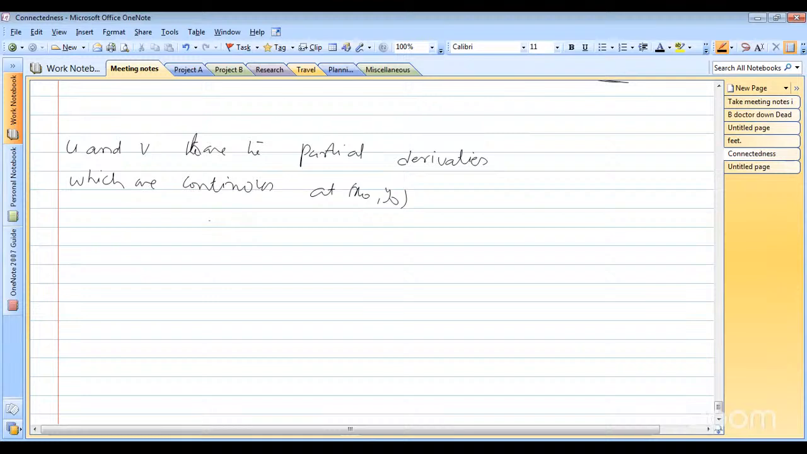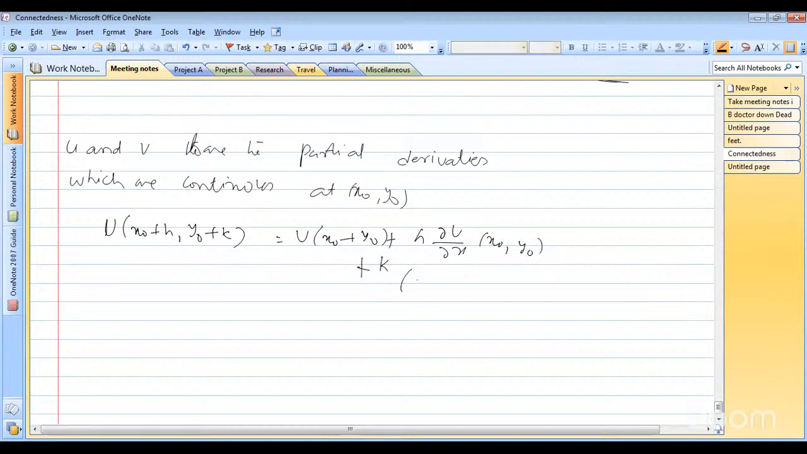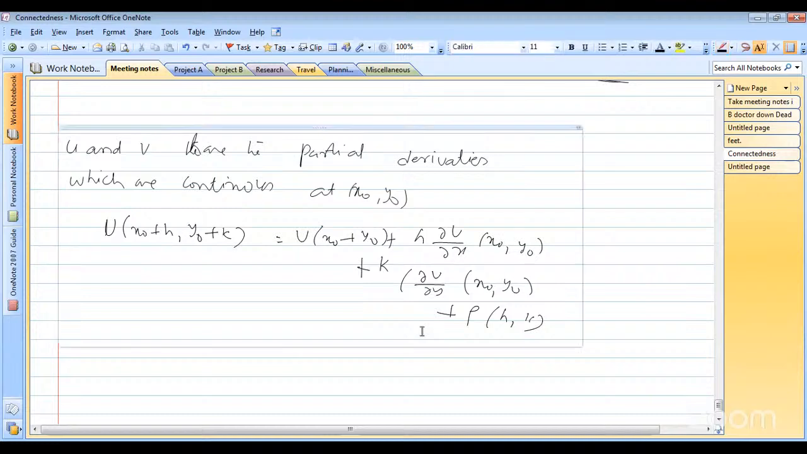How is it differentiable? You have to think here. Take x naught plus h and y naught plus k. That is u of (x naught plus h, y naught plus k), which we write as u of (x naught, y naught) plus h times dou u by dou x at (x naught, y naught) plus k times dou u by dou y at (x naught, y naught), plus a constant function rho of (h, k). Taking h common with dou u by dou x, and k common with dou u by dou y.